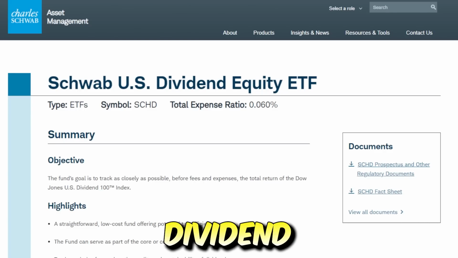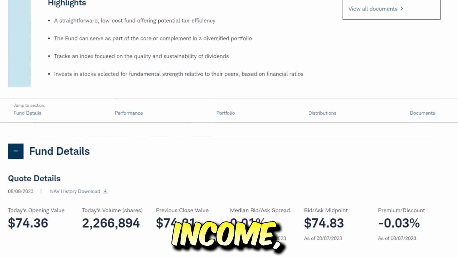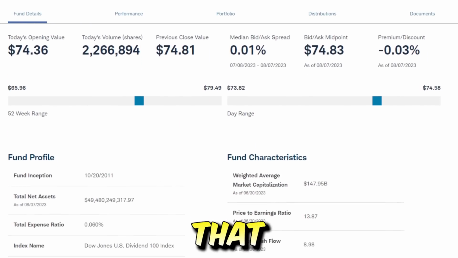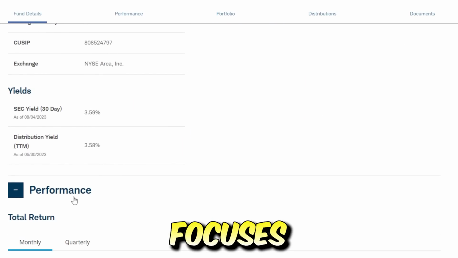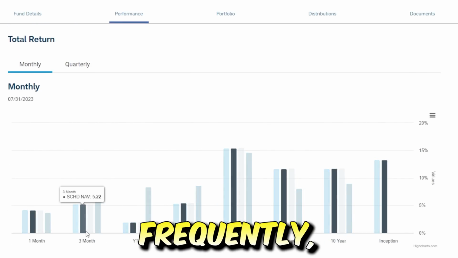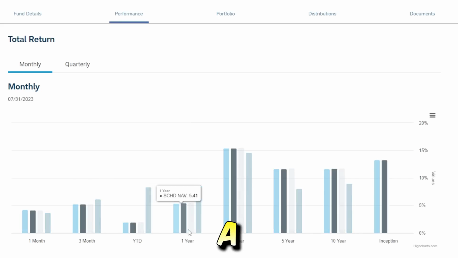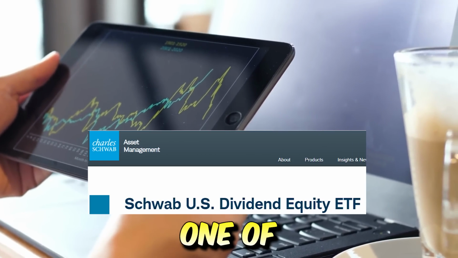The Schwab US Dividend Equity ETF is a well-diversified vehicle for not only passive income, but also an investment tool that offers capital appreciation in a well-balanced portfolio. The ETF focuses on dividend-paying stocks that have historically also raised their dividends quite frequently, which gives SCHD a massive dividend growth rate.